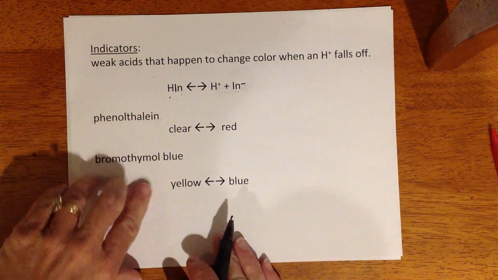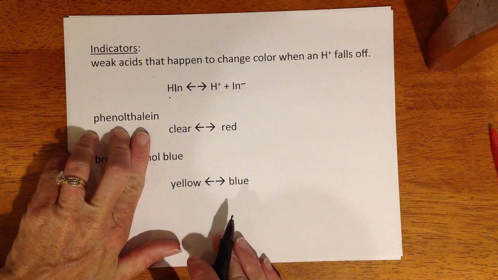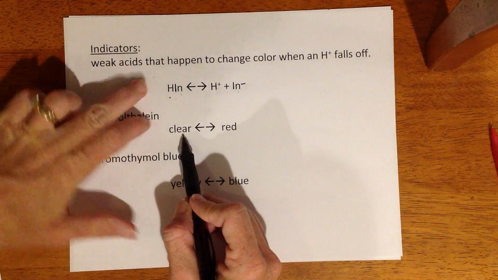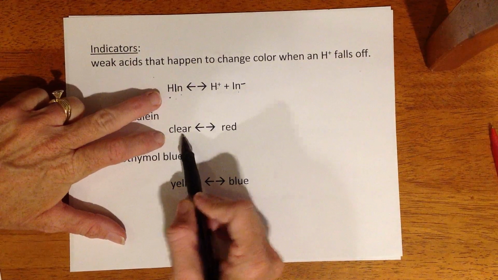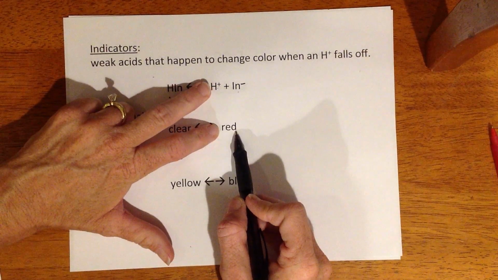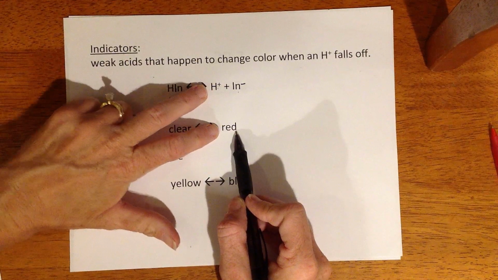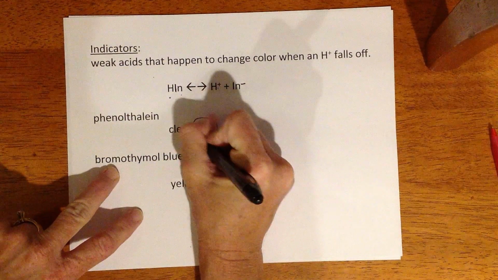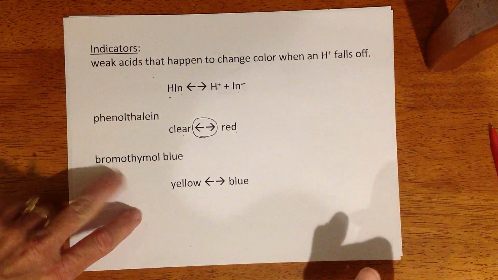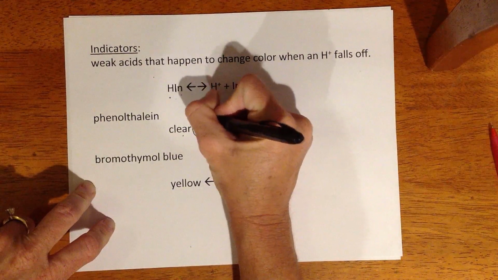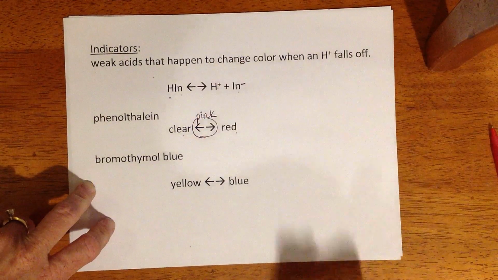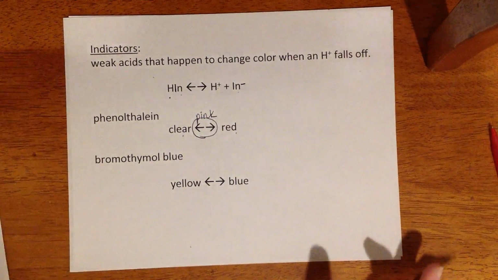So there's different indicators. Phenolphthalein we've used. Phenolphthalein is clear when it's an acid, when the H is attached rather, and red when the H is off. So usually we go for the in-between color, and we know that that's when it's half-half. And clear and red in chemistry land, halfway is pink.